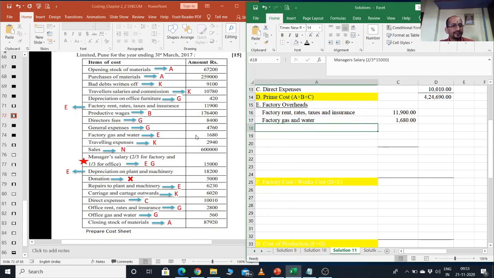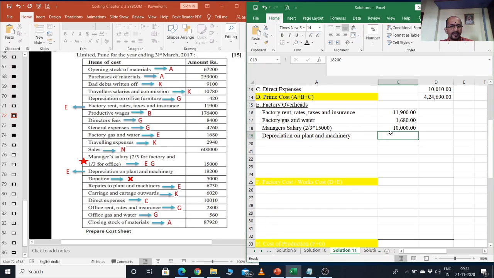Next is manager's salary. We need to write manager's salary, 2/3 of 15,000, that is 10,000. So an adjustment is there. Next is depreciation on plant and machinery. The amount is 18,200. Next is repairs to the plant and machinery. It is 6,230. Next, it's finished, so just do the total.